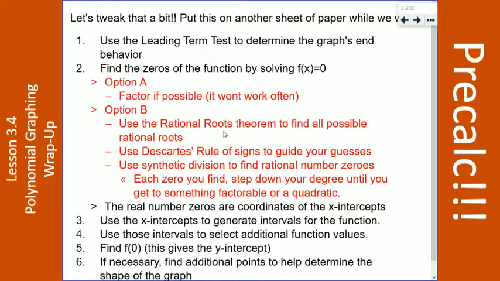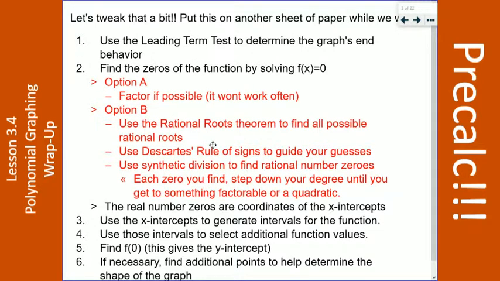Once we have figured out that we might want to start guessing with these 2 previous steps, then for each zero we find, we want to use that new function, stepping down the degree until we get to something factorable or a quadratic equation. Then the real number zeros are the coordinates of the x-intercepts, and we continue on. This is exactly the same setup that we had before.